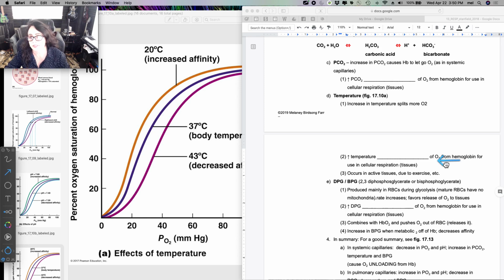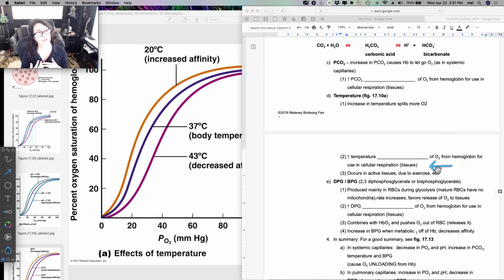An increase in temperature does what? Loading or unloading? Increase in temperature favors loading or unloading of oxygen from hemoglobin. So again, just compare the pulmonary capillary beds to systemic capillary beds. The systemic capillary beds are hotter, so an increase in temperature is going to favor unloading, because that's what you need to happen at the systemic capillary beds for use in cellular respiration. And of course, this occurs in tissues when they're more active.